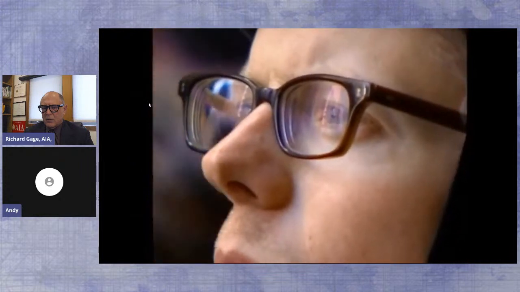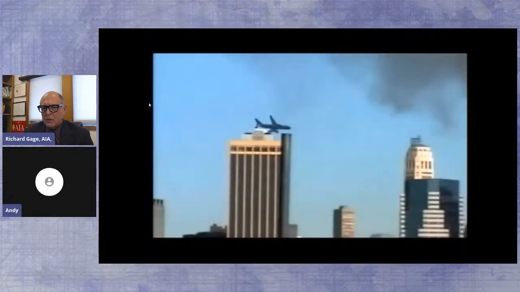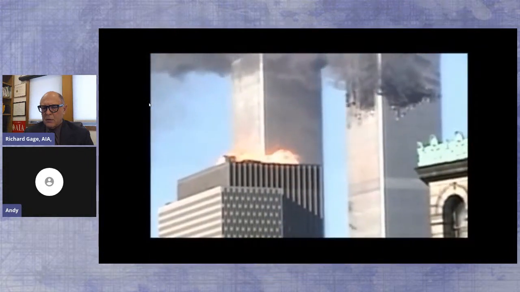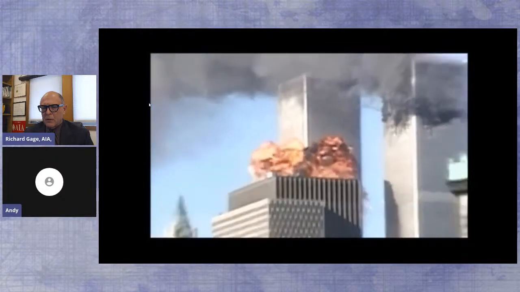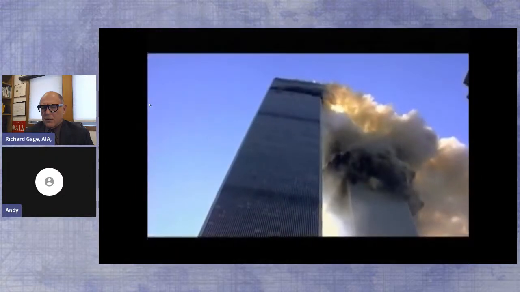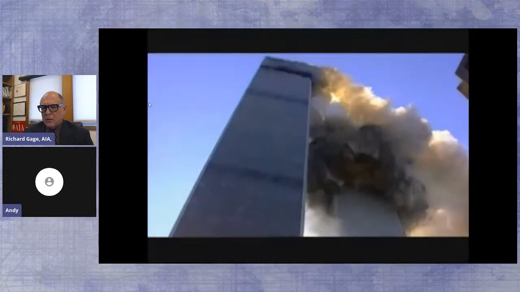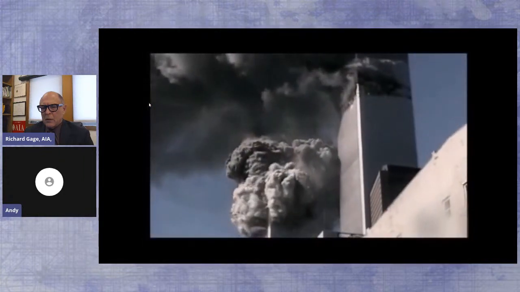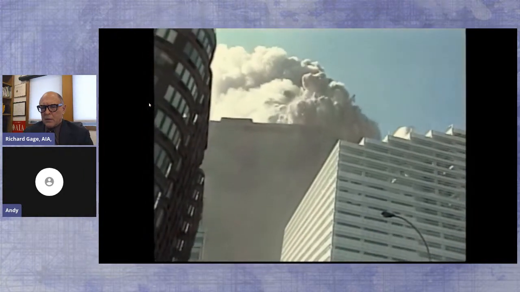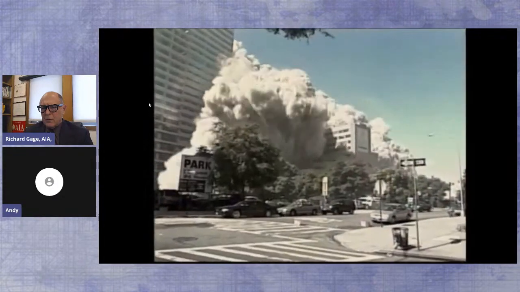Elements of the myth: the impact of the airplanes, gallons of burning jet fuel, steel melting, the buildings failing and suddenly imploding. In a mere 10 seconds, 110 stories hurtled earthward, pulverizing into dust.